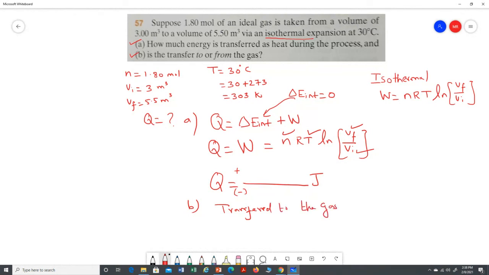Heat is transferred to the gas. Clear? Why? Because we got the positive answer. If it is positive, it is transferred to the gas. If it is negative, it is transferred from the gas. Keep this information. Understand, my dear? Doctor, can you repeat that quickly? Okay, my dear. They clearly give us the information about isothermal. Am I right?